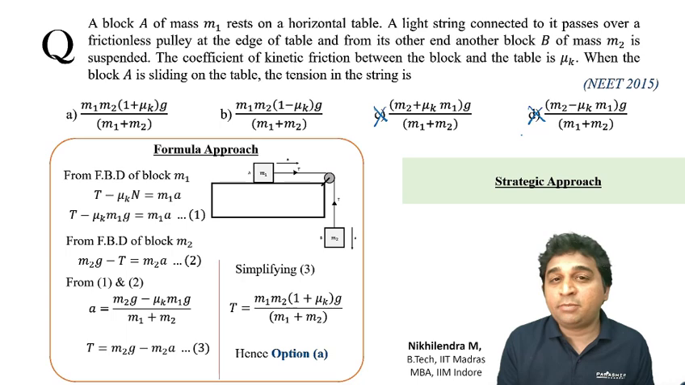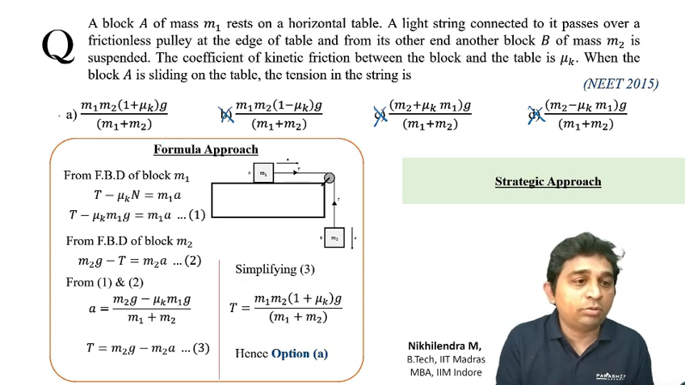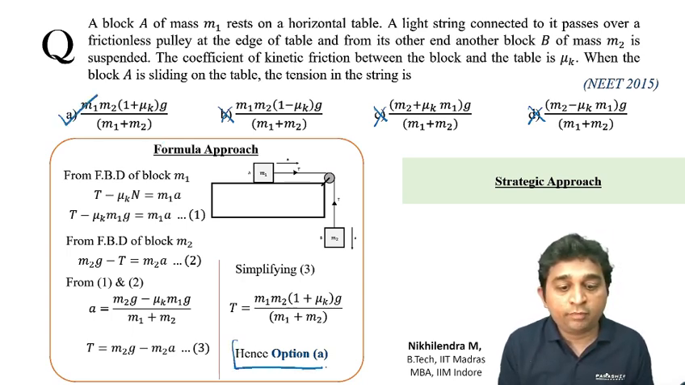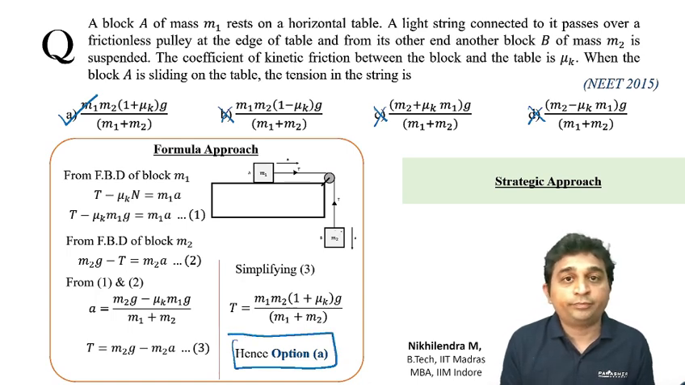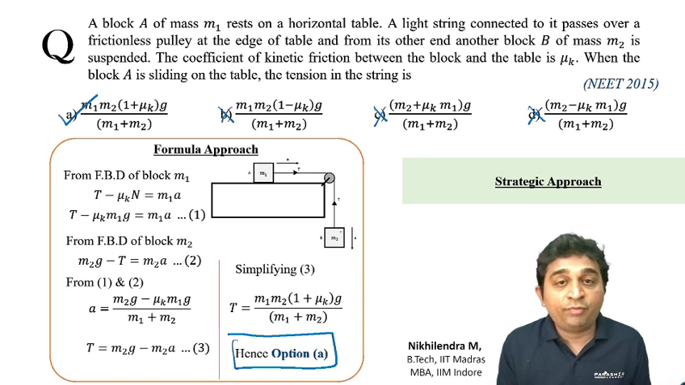Starting from a frictionless table, as you increase the friction, you expect the tension to increase. Going by that logic, if you look at option B, as the friction increases, that means as mu increases, the tension is decreasing, which means this is going against the logic. B can be eliminated. So the only option that remains is option A, which is the option we got when we did it using the formula-based approach. But the difference being, the formula approach might take maybe 1.5 to 2 minutes. In the strategic approach, you can answer it in 30 seconds.